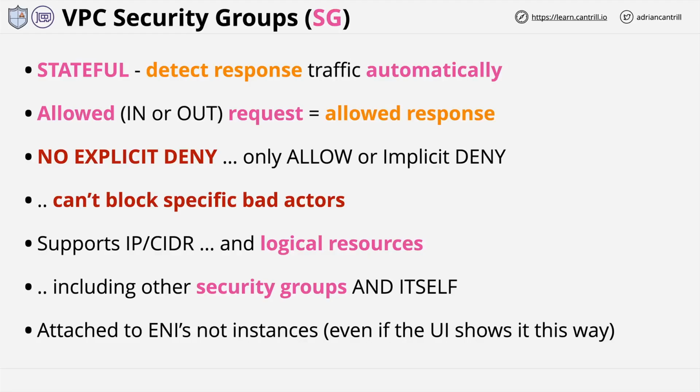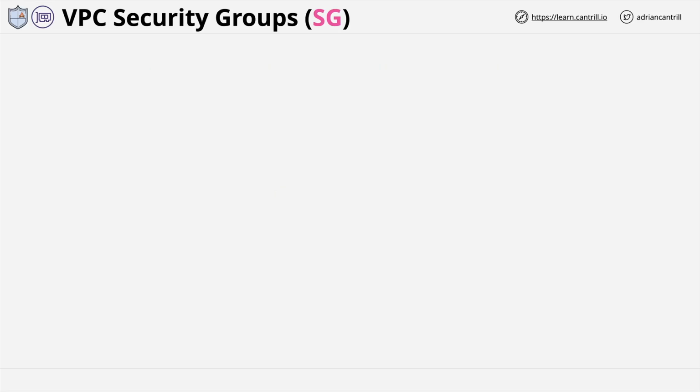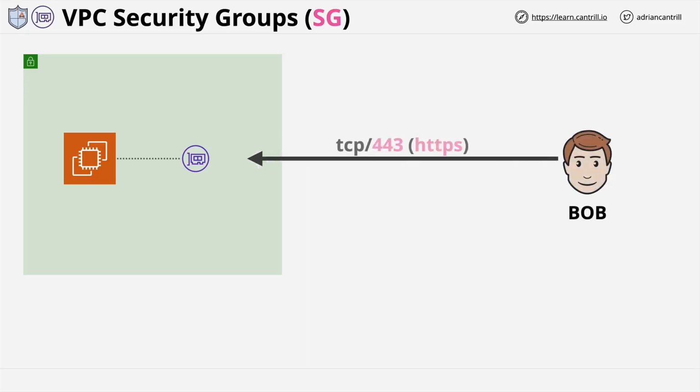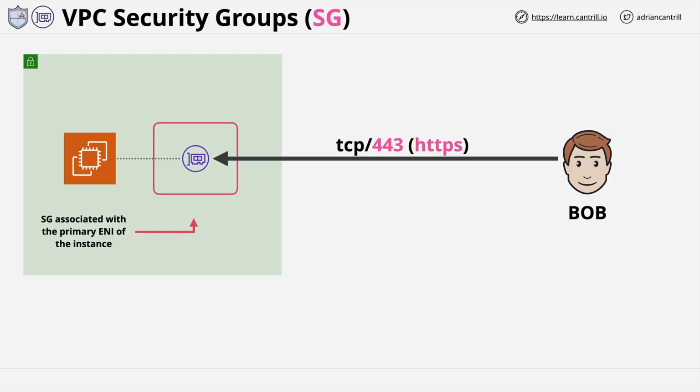Now, at this point, let's step through some of the unique features of security groups, and it's probably better to do this visually. Let's start with a public subnet containing an EC2 instance, and this instance has an attached primary elastic network interface. On the right side, we have a customer, Bob, and Bob is accessing the instance using HTTPS, so this means TCP port 443. Conceptually, think of security groups as something which surrounds network interfaces, in this case the primary interface of the EC2 instance.